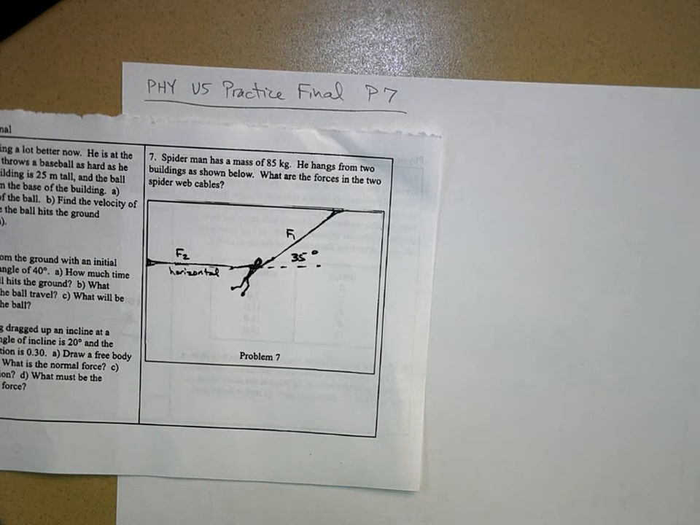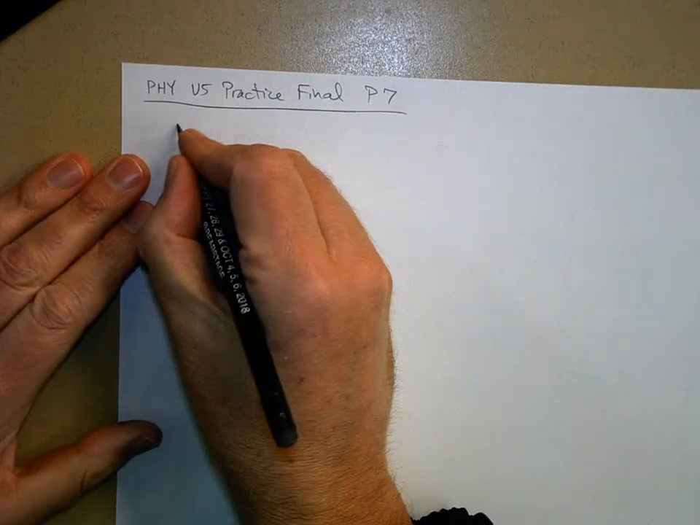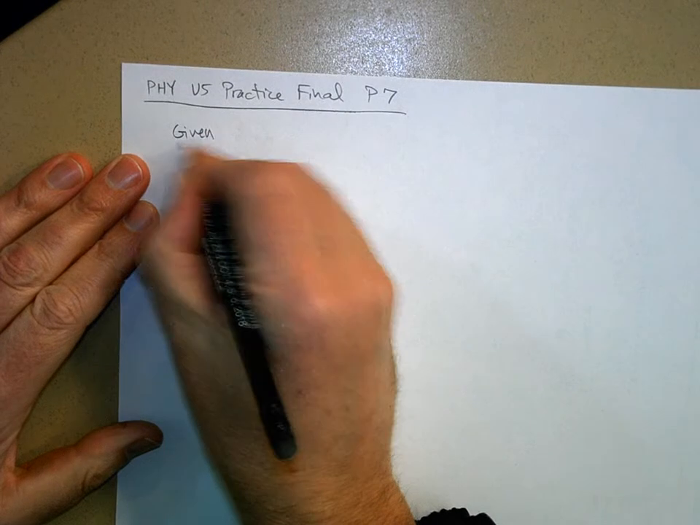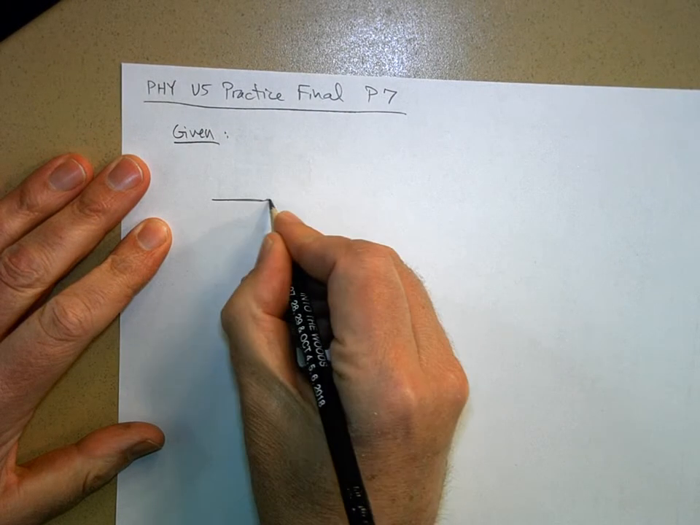Okay, so now you want to use a procedure. On the final, I actually say you must use a procedure, and that includes step 1. Given, find, and solve is worth a point. So I'm going to do step 1, given. I've got a spider web here.